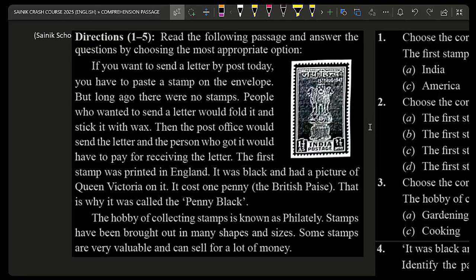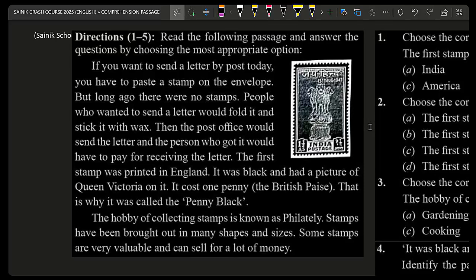Okay, no problem. What I'm asking is, before the usage of stamps started, the person who was receiving the letter had to pay the money. But now, after stamps started, the person who writes the letter has to pay the money for purchasing the stamp. You understood the difference? Yes, Vaishnavi? Yes, sir. Now the sender will pay the money. Yes, very good, very good. Continue.